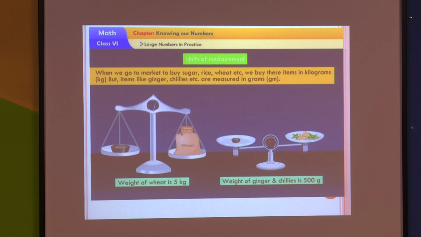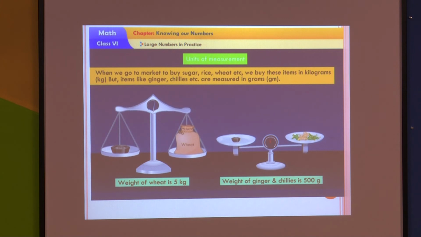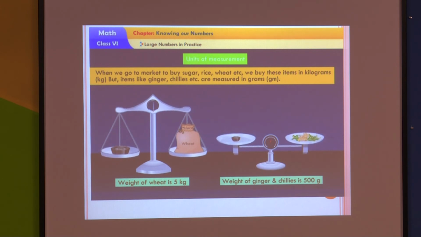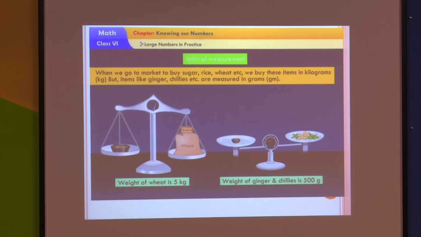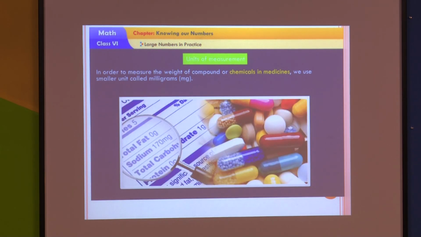When we go to market to buy sugar, rice, wheat, etc., we buy these items in kilograms, kg. But items like ginger, chilies, etc. are measured in grams, gm. In order to measure the weight of compounds or chemicals in medicines, we use a smaller unit called milligrams, mg.